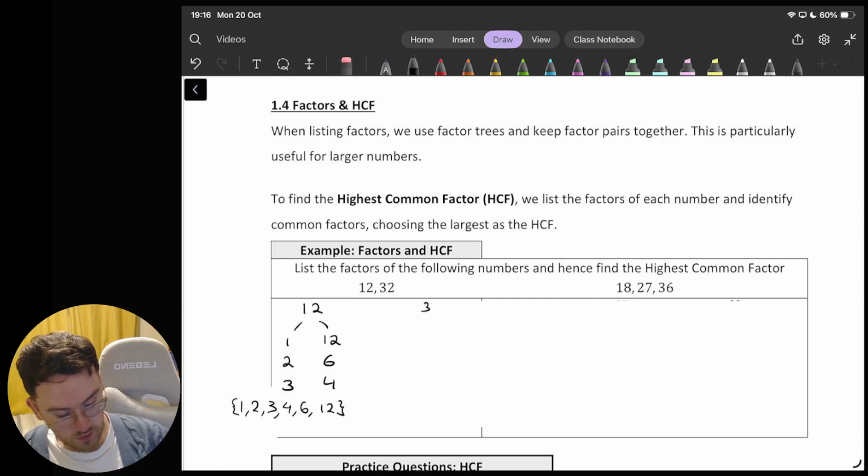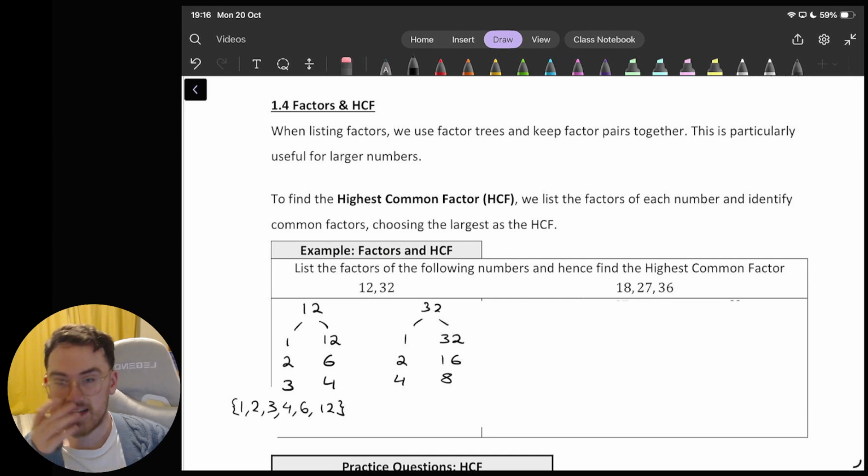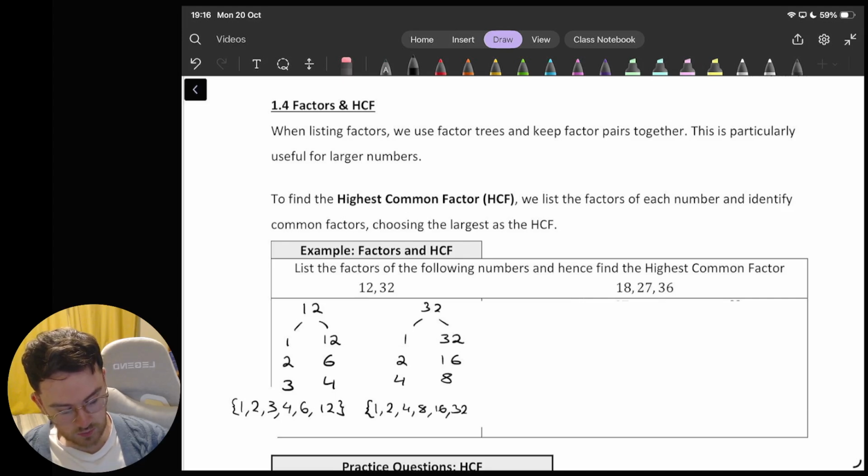Let's do the same for 32. So we have again 1 and 32. Does 2 divide in? It does. It goes in 16 times. Does 3 divide in? It does not. Does 4 divide in? 4 does divide in. It goes in 8 times. Does 5? No. Does 6? No. Does 7? No. Does 8? It does, and we've already accounted for it. So we again only really have 6 factors there, but some slightly bigger ones than we had with 12.